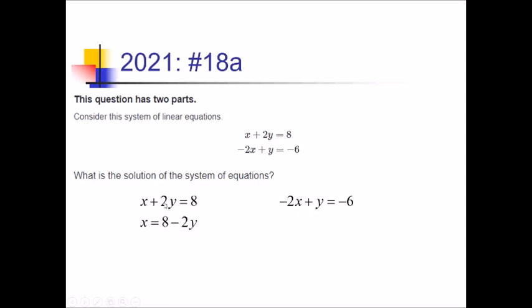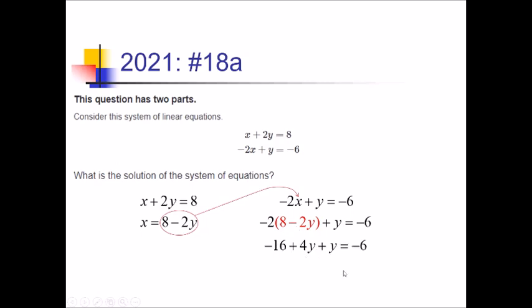So now wherever I see an x, I can replace it with an 8 minus 2y. Over here in this second equation, let me replace this x with 8 minus 2y. So now I'll rewrite this as negative 2 parentheses 8 minus 2y, close parentheses, plus the y that was already there equals the negative 6 that was already there. Now I just have to solve for y since I have a single variable. So I've got negative 2 getting distributed. That's negative 16 plus 4y if I distribute to both of those.